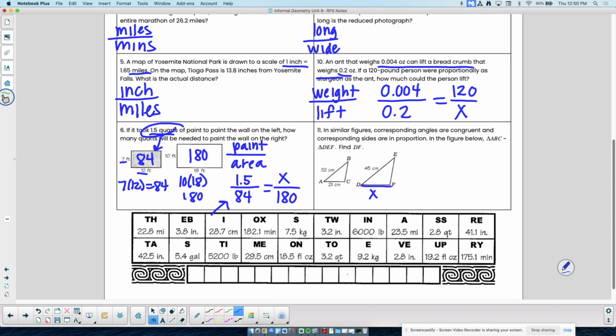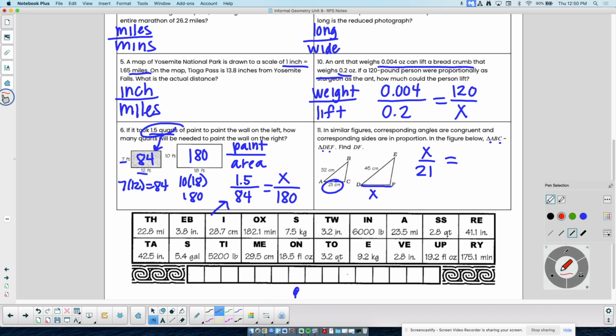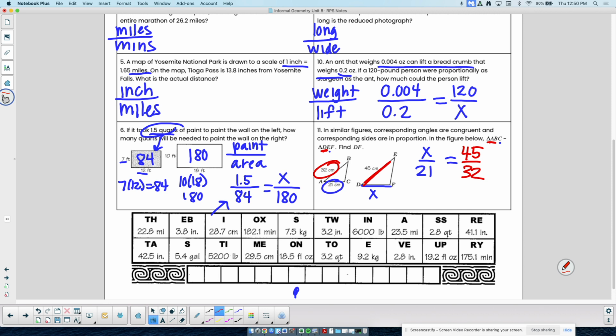So now we're just matching, you guys. So if we look here, DF matches what? AC. Now we can write that equal to, we know this side here, DE 45, first two letters go with my first two letters, AB 32. So you guys try to solve that.